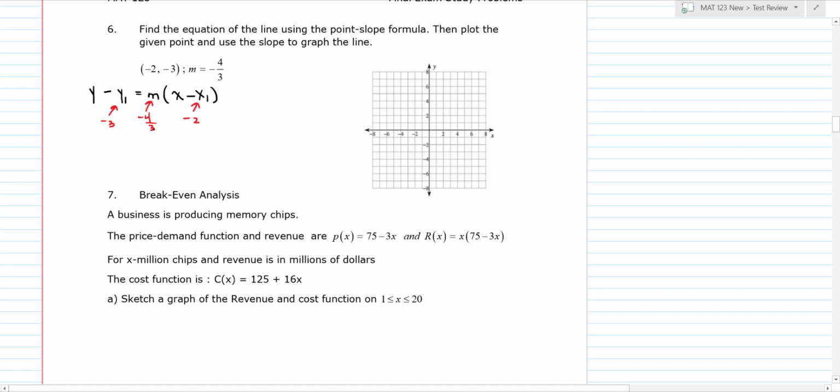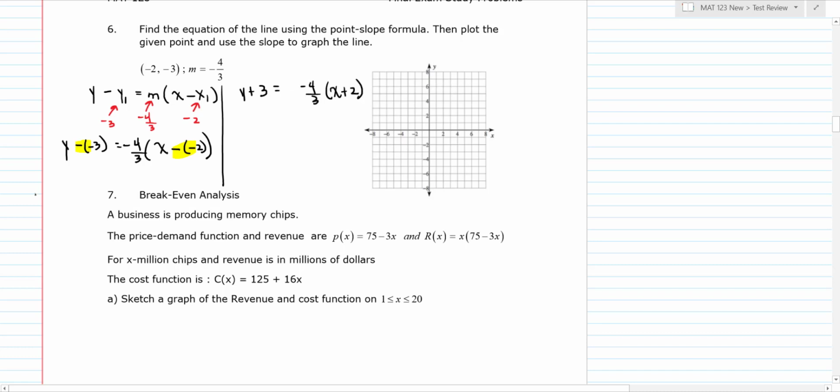All right, so let's go over how you would do this then. So basically when you plug this in, you would end up having this. You would have y subtract -3 equals -4/3 parentheses x subtract -2. All right, now anytime you see minus minus, what do you do? You change that to adding a positive. So what we would have is y plus 3 is equal to -4/3 times x plus 2.